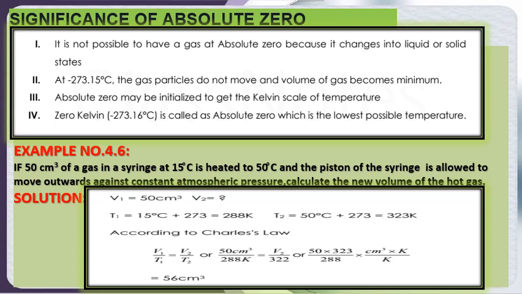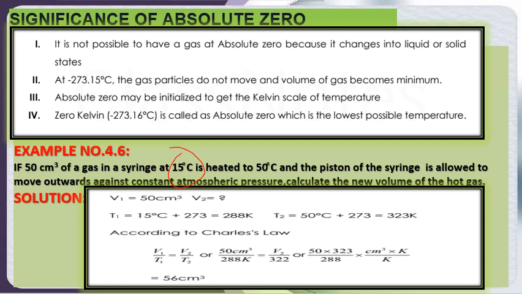Here you can see 50 centimeter cube tells you the volume which was present initially. So it is the value of V1. The temperature mentioned is 15 degrees centigrade. It is the initial temperature. Now you have increased the temperature up to 50 degrees centigrade. So it will be T2, and you have to find out V2 with the change of this temperature.